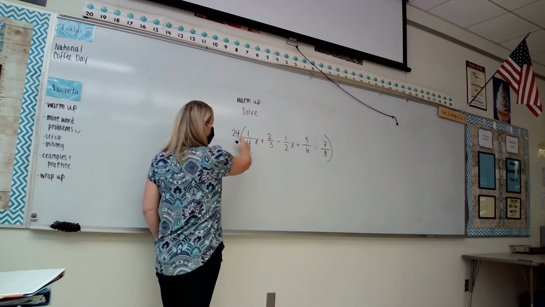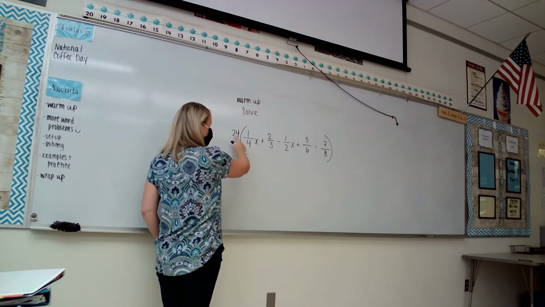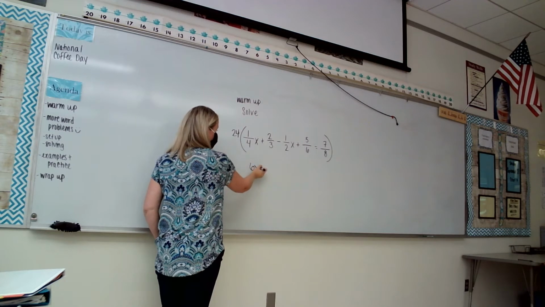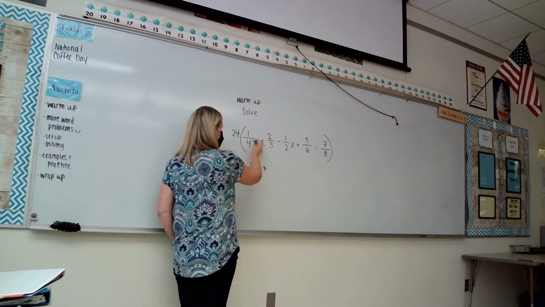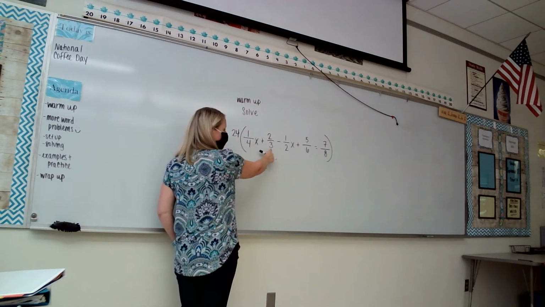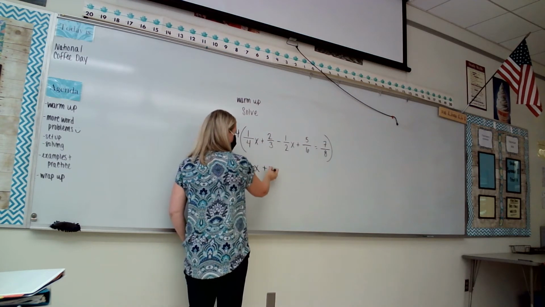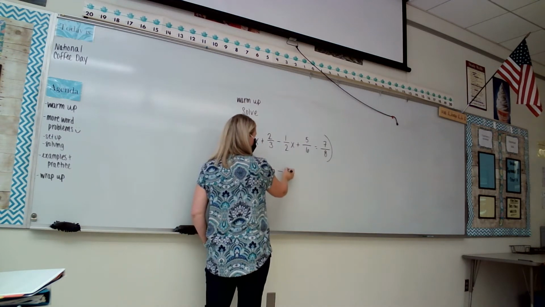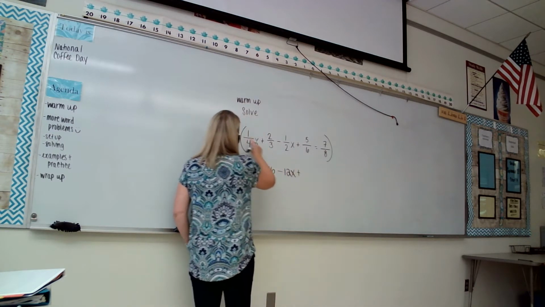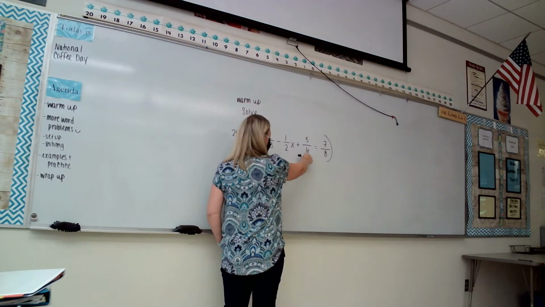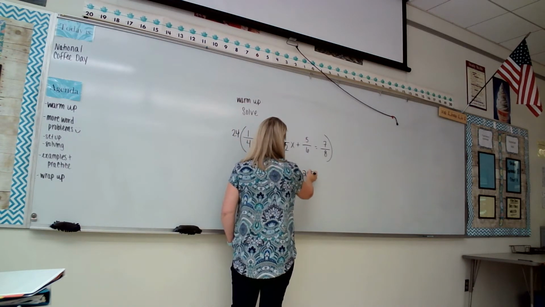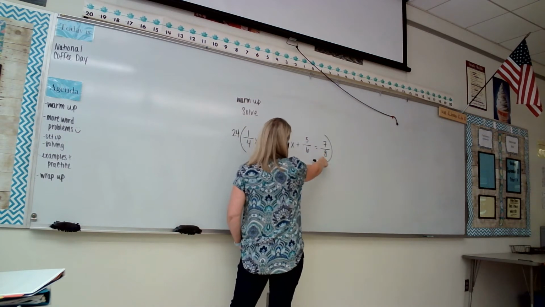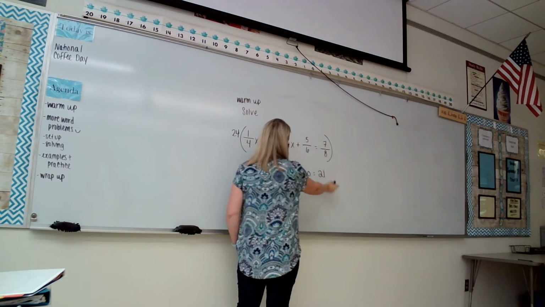I do 24. I'm going to reduce it with 4. So I'm going to do 24 divided by 4 is 6. Times 1 would give me 6x. Okay? Plus 24 divided by 3 is 8. Times 2 is 16. Minus, we know half of 24 is 12. Plus 24 over 6 is 4, times 5 is 20. And last but not least, 24 over 8 is 3, times 7 is 21.